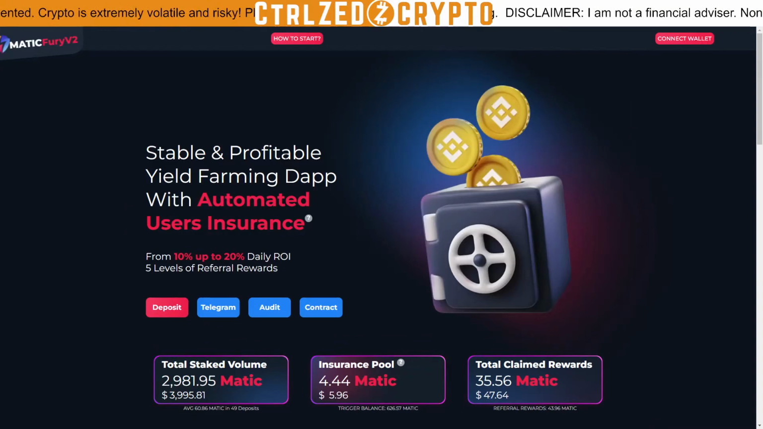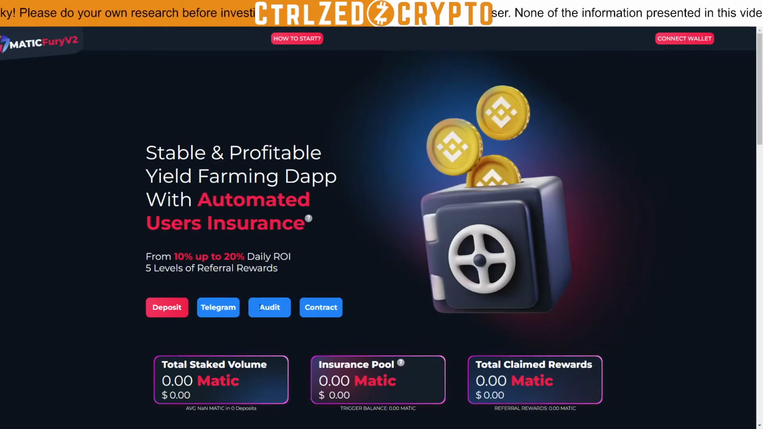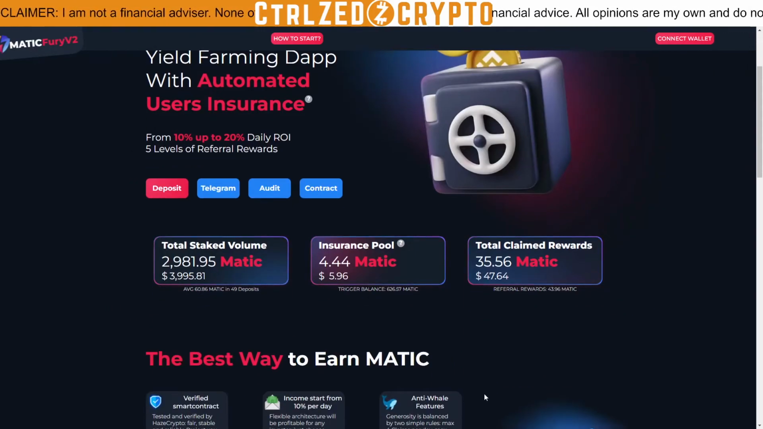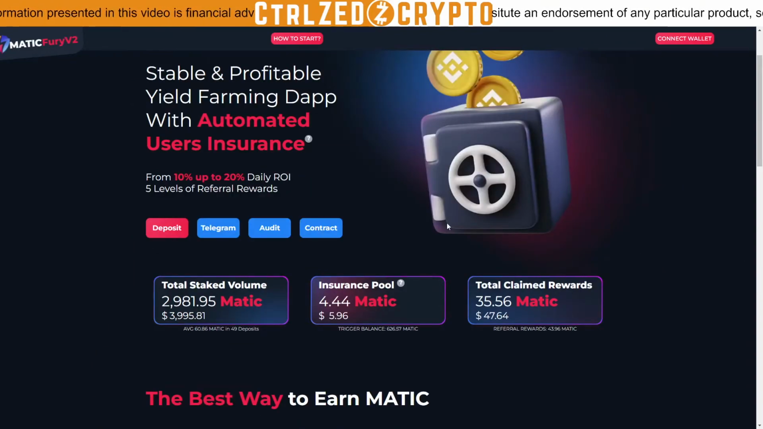Well, look, I'll tell you what, click on this audit site. When I clicked on this earlier today, yep, it did nothing. So I'm not very confident in Matic Fury V2 because, number one, it's a bit of a dodgy thing just to clone your own contract, get rid of all traces of the initial one off your site as if it never existed, and then just start again.